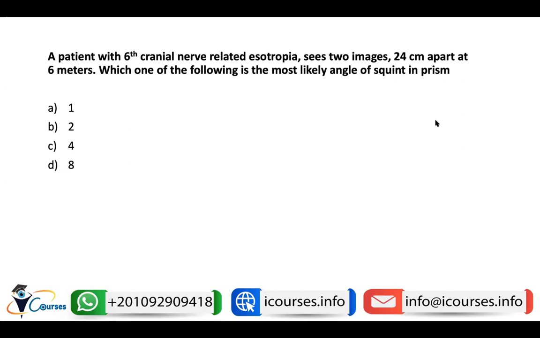Okay, let me explain this to you. A sixth nerve palsy leads to paralysis of the lateral rectus, leading to esotropia. So this patient with esotropia now has both eyes not aligned. They are horizontally displaced, so they will see two images 24 centimeters apart at 6 meters. What is the angle of squint? The right answer is 4, but let's see why it's 4.